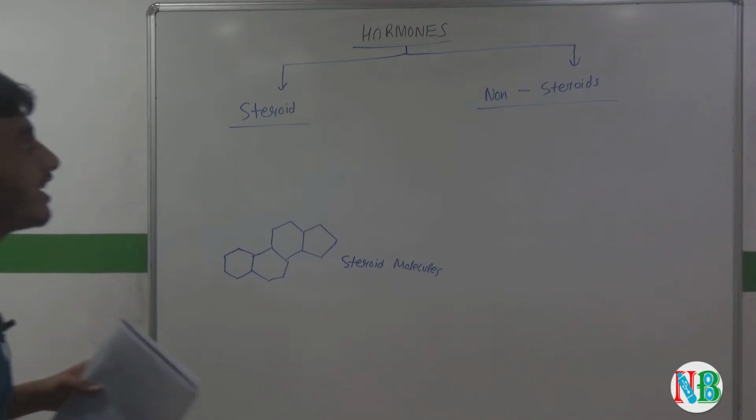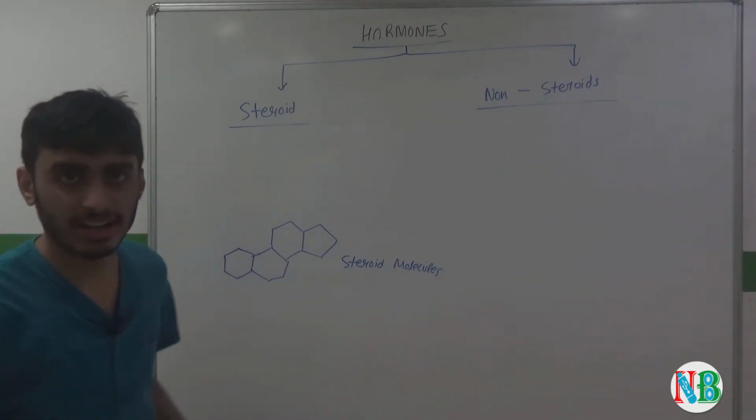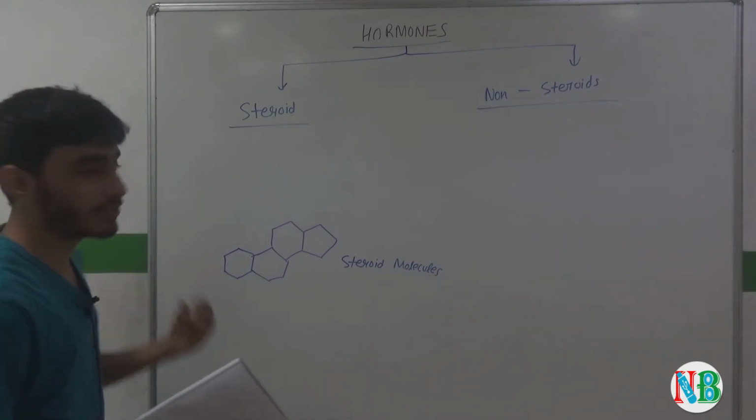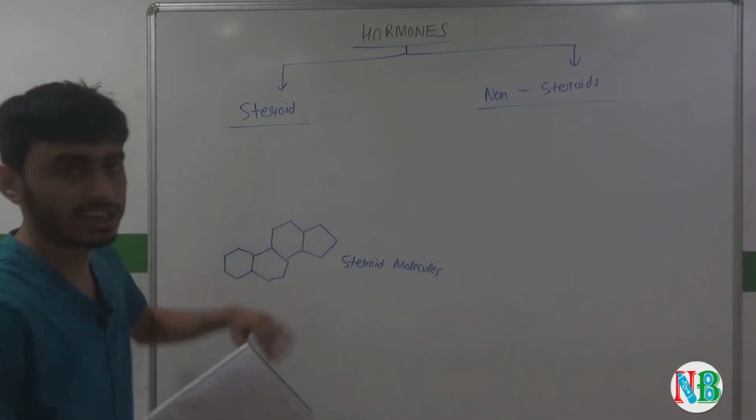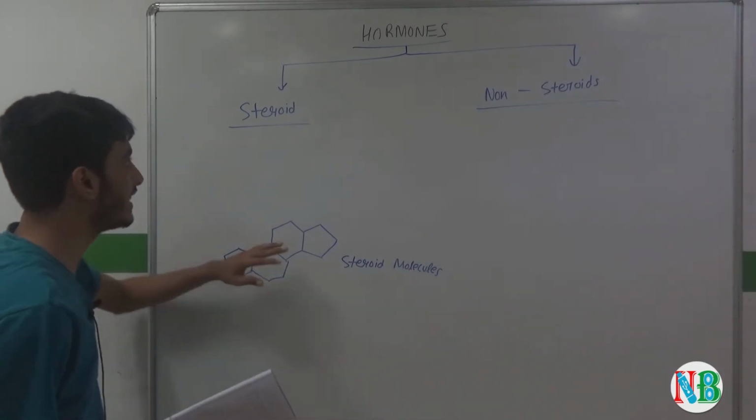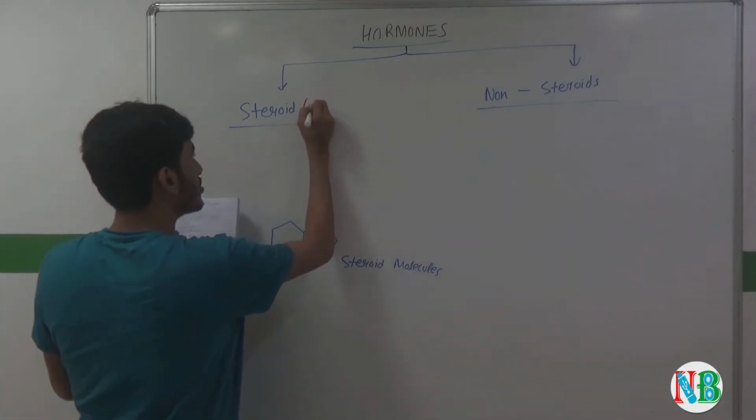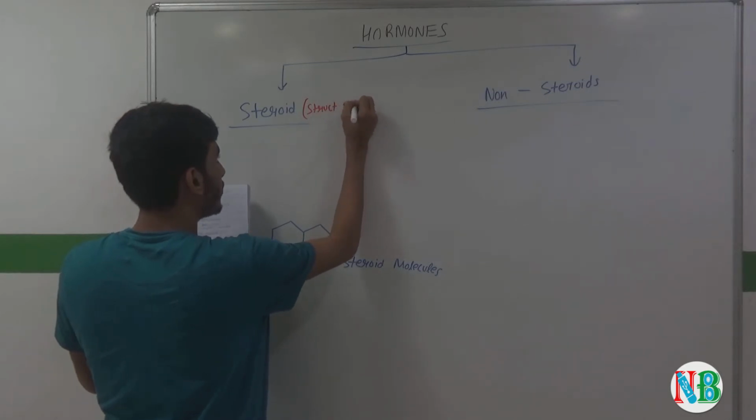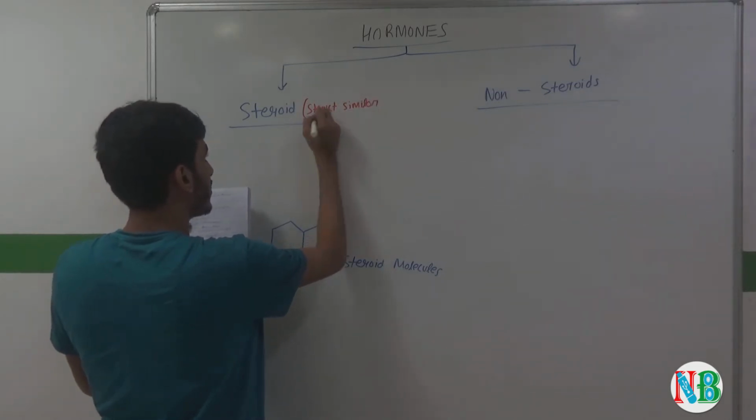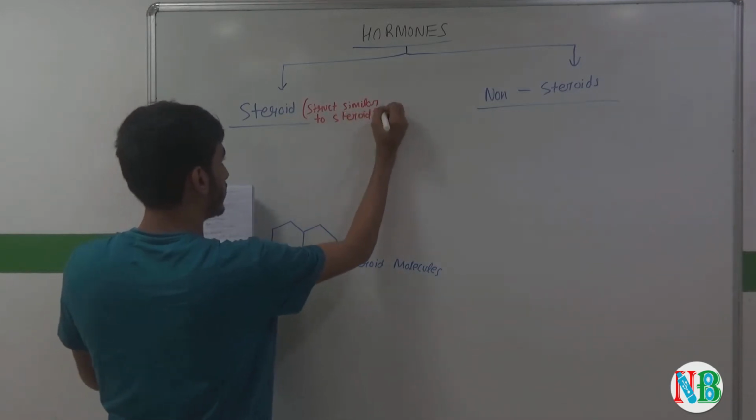Now when we analyzed all the hormones in us, we saw that there are some hormones which have a structure similar to these molecules. So we just got their name from here. Simple. They have a structure similar to the steroid molecule.